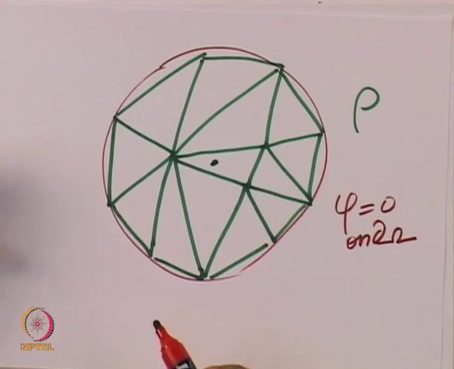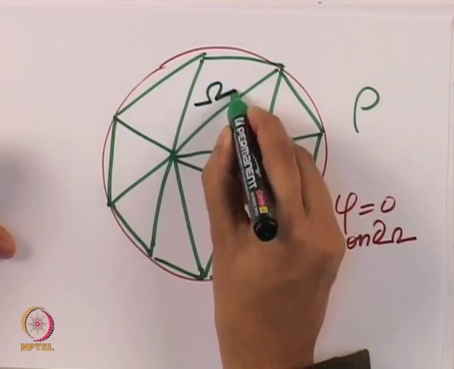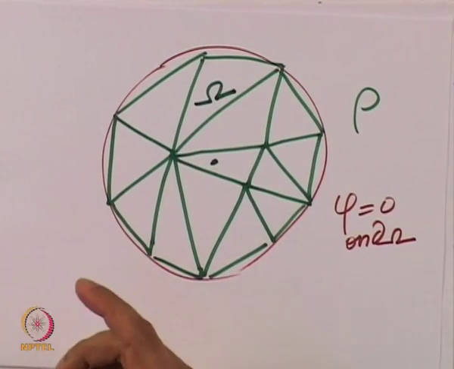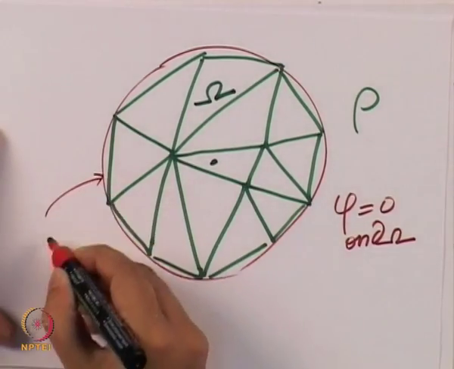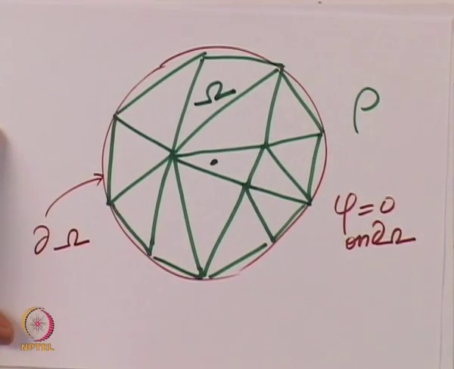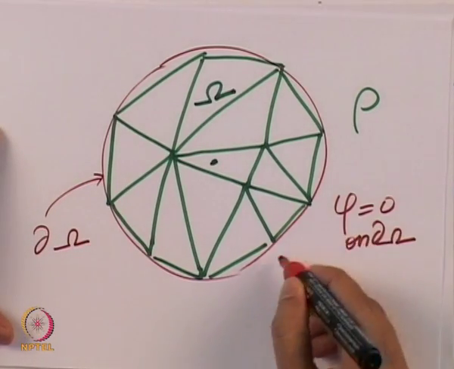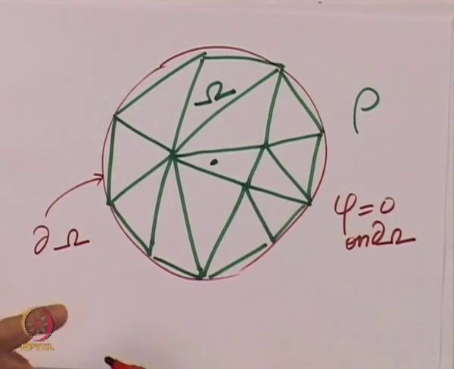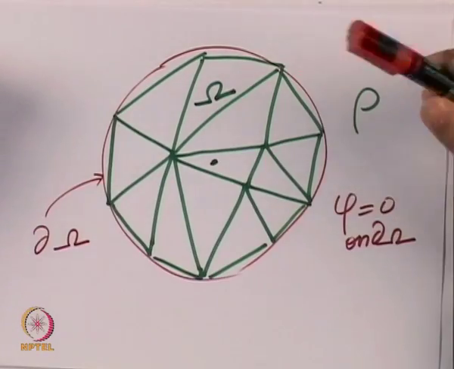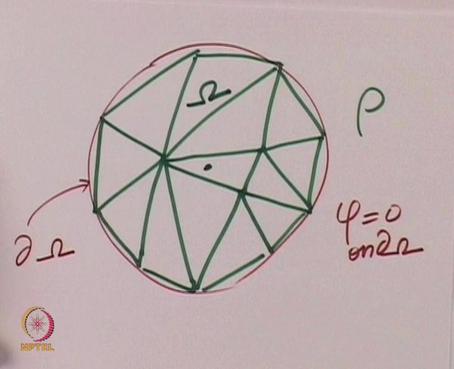So my domain is going to be omega, and this is going to be my dou of omega, and the potential is going to be 0 in all these places. So this is the starting point. With this starting point, I am going to take you step by step through how to solve this problem. I have given you the domain geometry, but let us look into the governing equations itself.